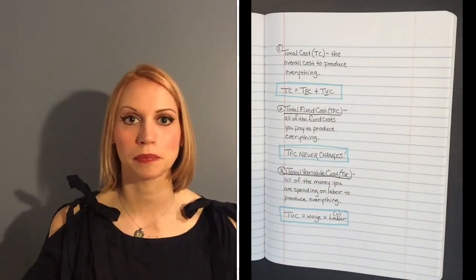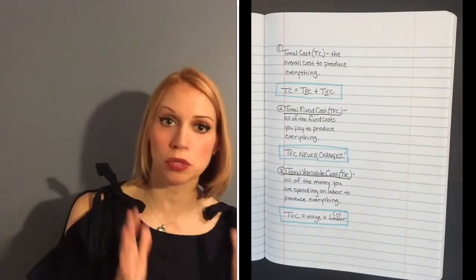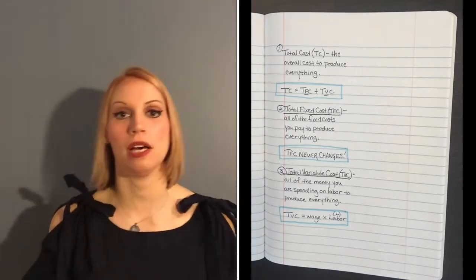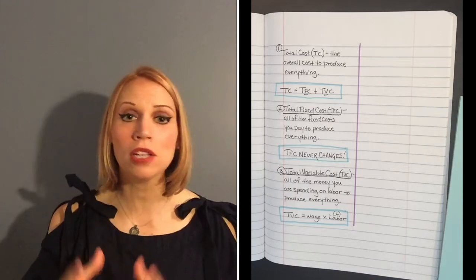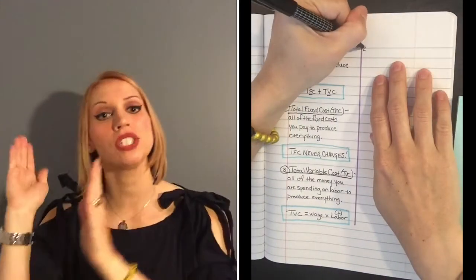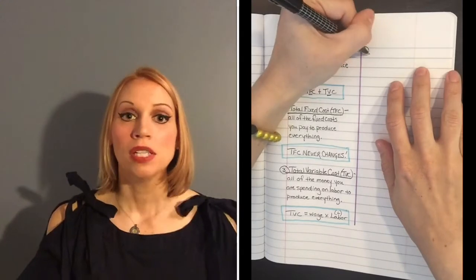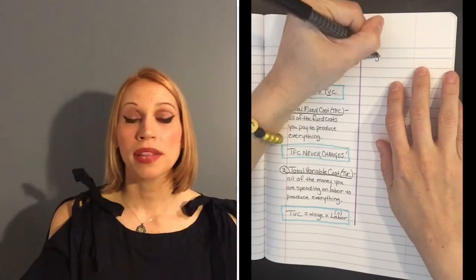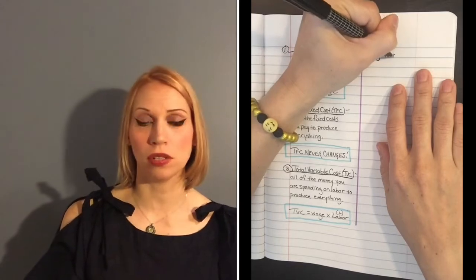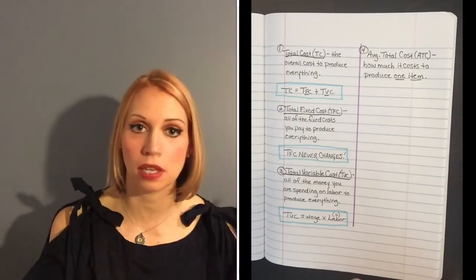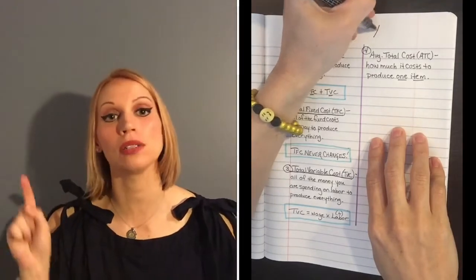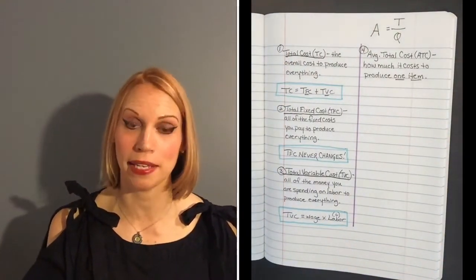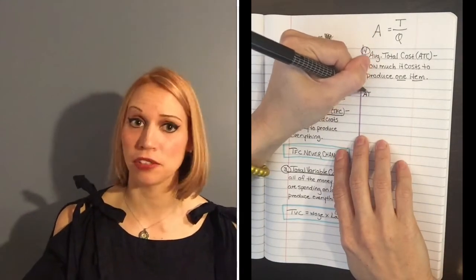Now, each one of your total terms has an average counterpart. We have a pattern for all of our averages. Average is always total divided by quantity. So remember how we had total cost? Well, that's going to go with average total cost. Instead of how much it costs to produce everything, average total cost is how much it costs to make 1 unit of output. You're going to take your total cost and divide it by the number of things that you're making. And that's going to tell you how much it costs to make just one item. Now, there's another way to find average total cost.